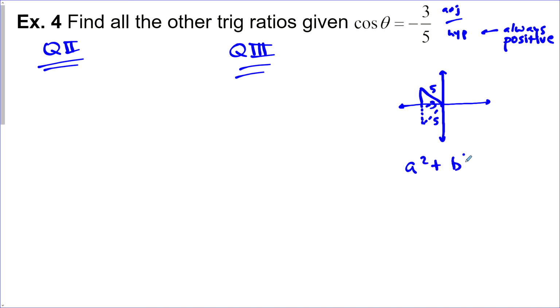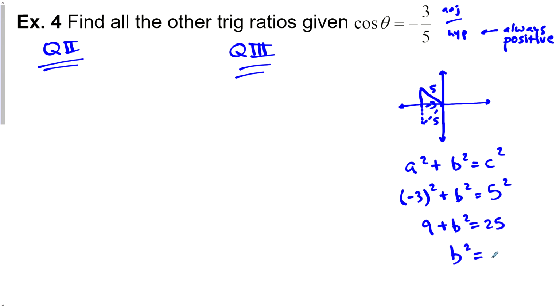A squared plus b squared equals c squared, or negative 3 squared plus b squared equals 5 squared. This would be 9 plus b squared equals 25. And b squared equals 16. So b equals plus or minus 4. And this makes a lot of sense. When we take the square root of a variable squared, we get plus or minus. This one's plus, and this one's minus. So this also gives us a clue that we've got two different options going on here.